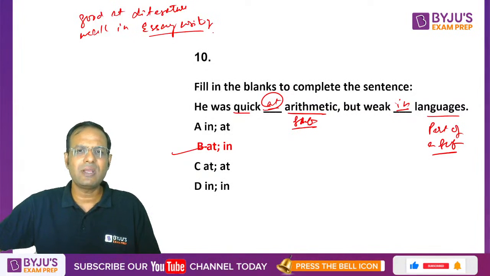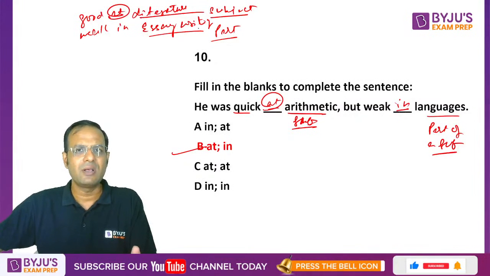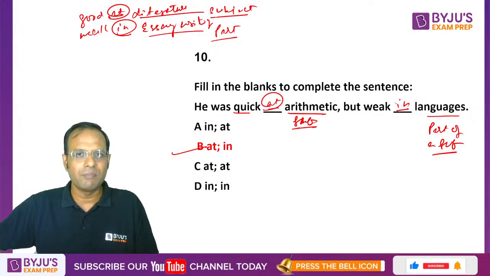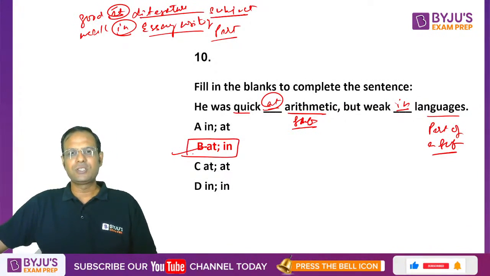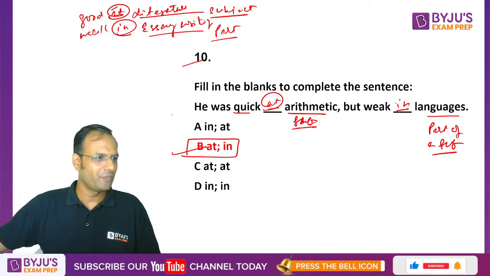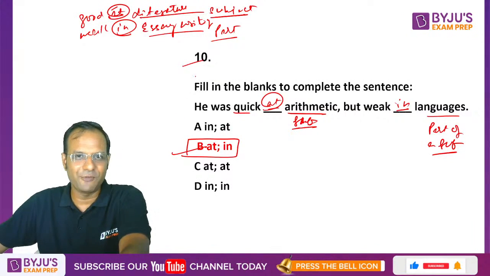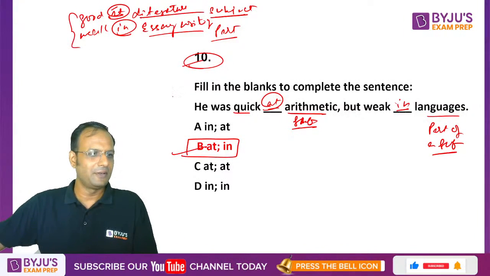Why? Essay writing is a part of the English language, but literature is in itself a subject. So whenever you deal with a subject, it's at, and a part of a subject, in. Part of a subject, in, but subject itself, at. So that was the concept over here. It should be at and in. Question number 10. All right? Okay. Junaid, this is what I was trying to explain to you. I hope you have followed the explanation. Yes? Okay.